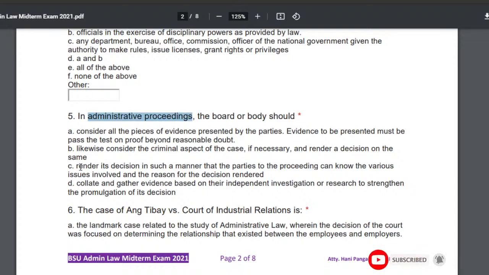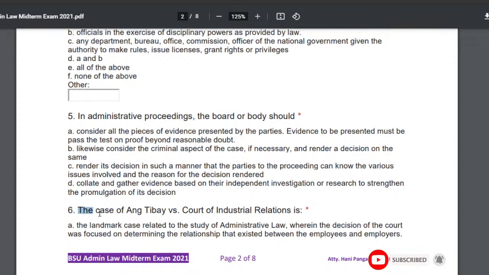Letter C, render its decision in such a manner that the parties to the proceeding can know the various issues involved. They should know the various issues involved and the reason for the decision rendered by the tribunal. Letter D, collate and gather evidence based on their independent investigation or research to strengthen the promulgation of its decision. Which of these choices is the correct answer to number 5?